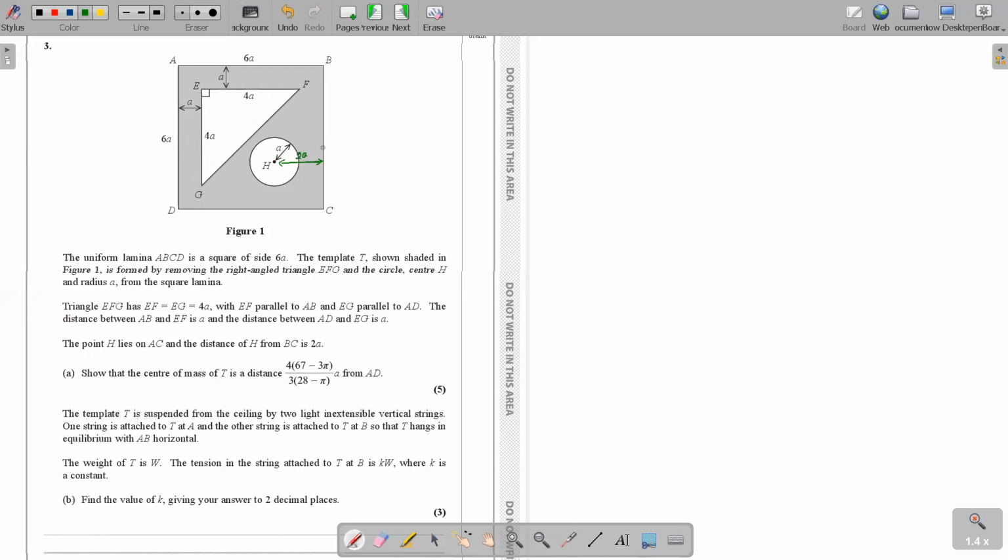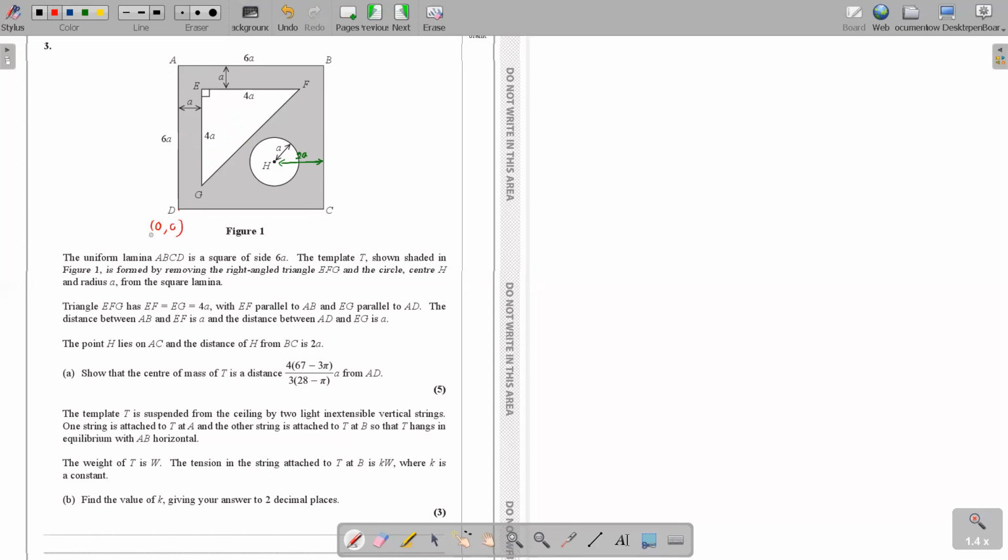Show that the center of mass of the template is a certain distance from AD. From AD means they want us to find the x bar of this combined system, whose center of mass is somewhere at G. Anyway, it's better that we have an idea of both x bar and y bar, because we may need it for part B also. So I will take D as the 0, 0 position, the origin.